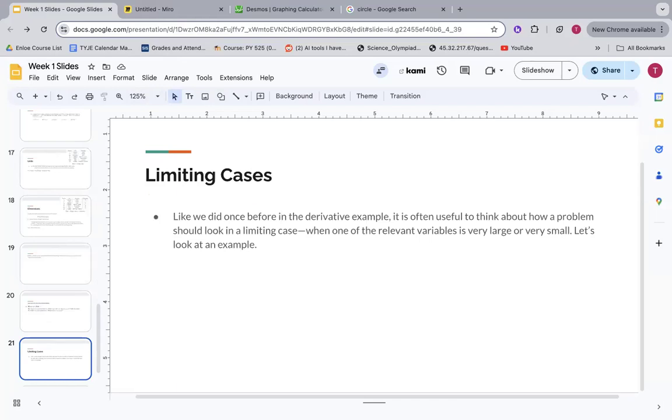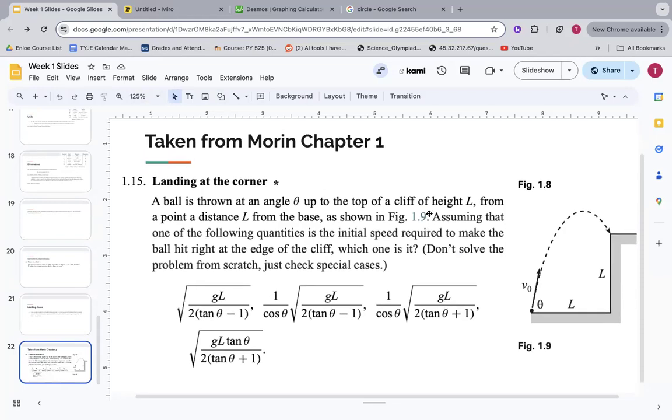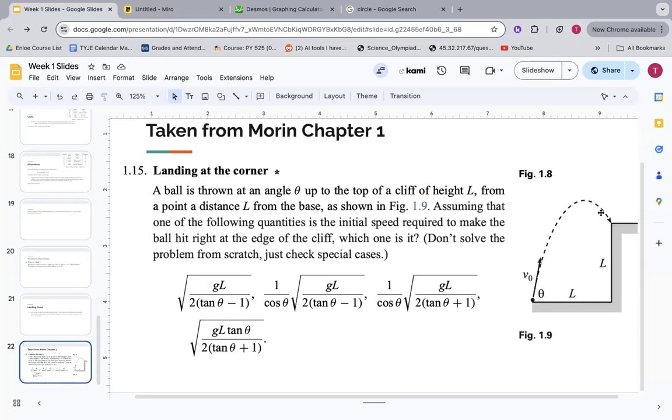And then limiting cases is basically saying, like we did for the derivative problem, you think about how the function looks when it's really small and really big. So for example, we have this question. We're throwing a ball up and it's landing on this corner. So we have to figure out which of these is correct for our expression for how fast v0 has to be to get up on this corner.